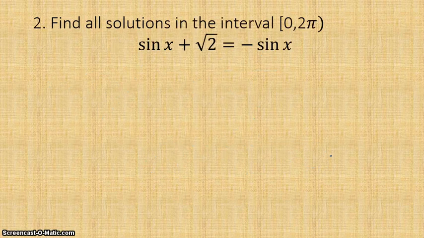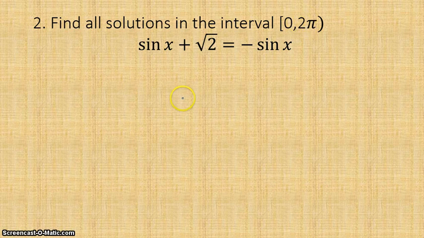Second one, find all solutions in this interval. So I'm only looking between 0 and 2 pi. The bracket on the 0 means that 0 is a possible answer. The parenthesis on the 2 pi means it cannot be an answer, because 0 and 2 pi would be the same point on the unit circle. I'm actually using the 0 if that's my answer, not the 2 pi.